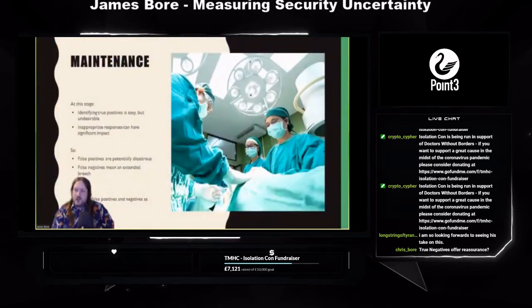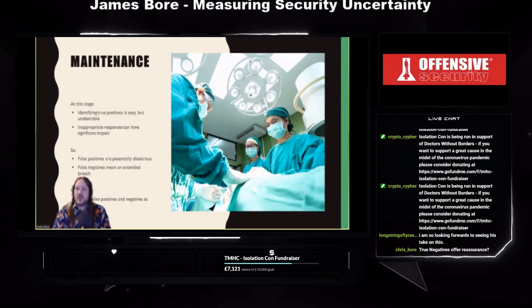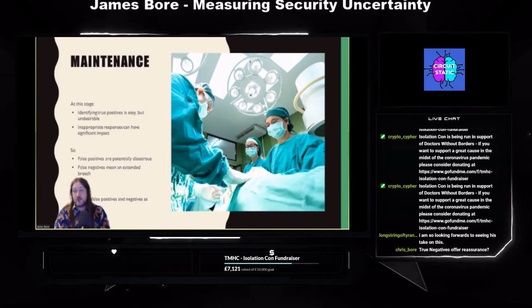We can't really do preventative measures anymore. So while great, we can identify true positives, although if we're talking about production as security monitoring rather than scanning of vulnerabilities, true positives do get a bit more challenging. We can identify them, but they're very bad news. And if we have a false positive, it can have a huge impact on our system.